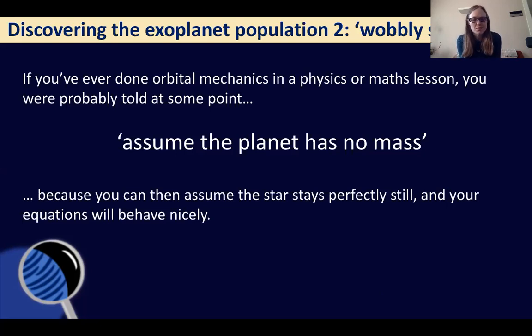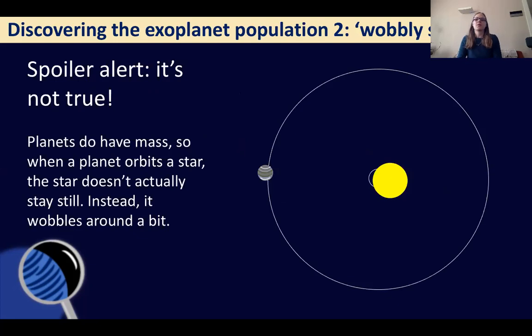You're pretending it's massless. And that makes the maths behave much more nicely, because you can assume that the big thing, the thing in the middle, stays completely still and doesn't move. Now, of course, this isn't true. Planets have mass too. They have much less mass than stars, but they still have some. So what this means in practice is that when a planet orbits a star, the star doesn't stay perfectly still. What actually happens is the planet and star together orbit a point in space called the common center of mass. Because the star is so much more massive, that point in space is usually still within the star, but it means that the star wobbles around a little bit as the planet orbits.